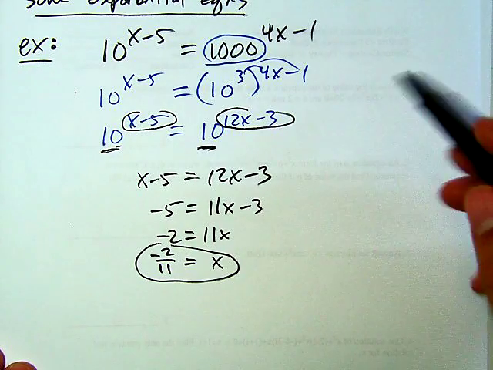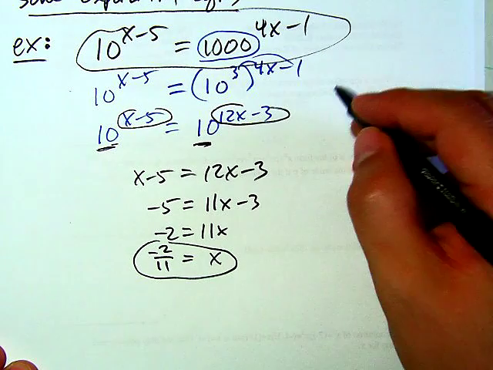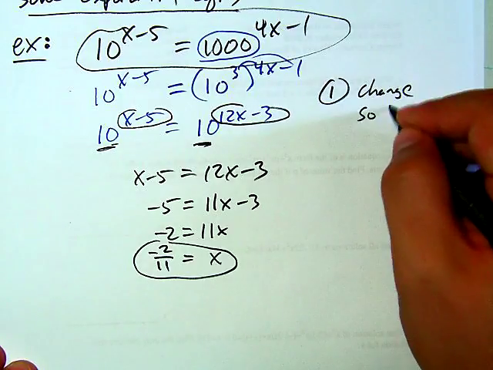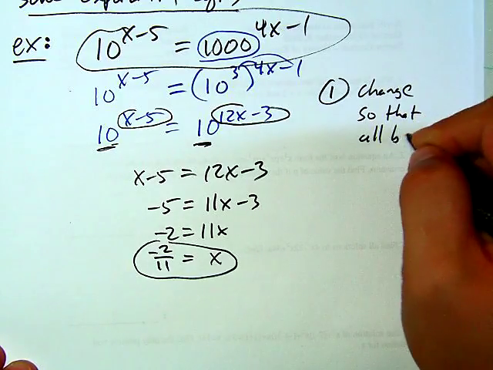So just to recap, if you see an exponential equation, you change it so that all bases are the same.